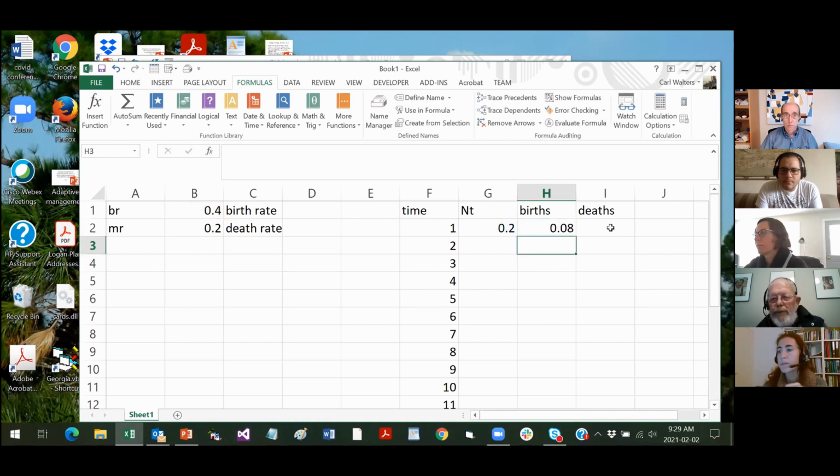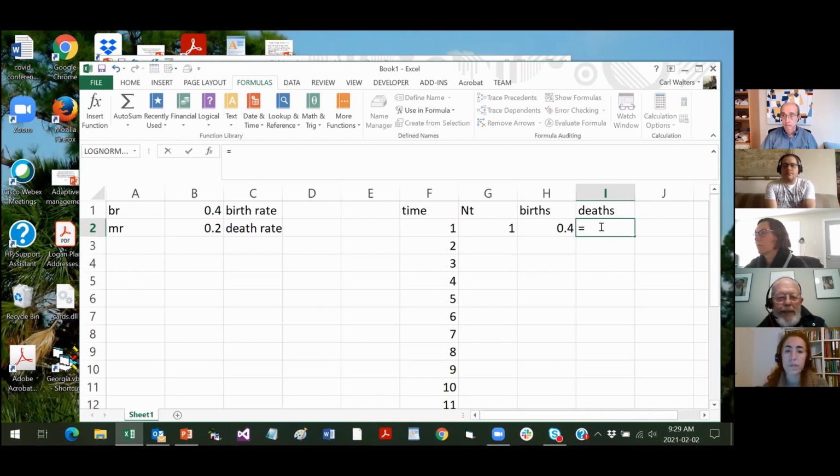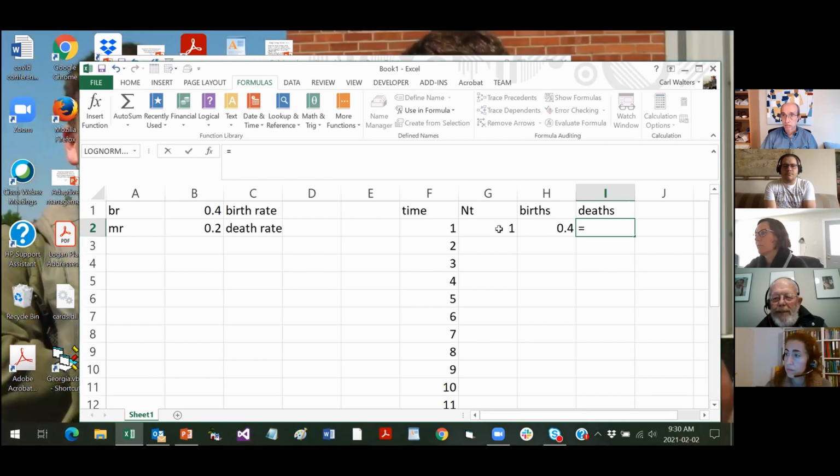So 0.2, that's very few births. Let me do this with a population size of 1 to start with. Then that'll be 0.4 births. And deaths, I'm going to predict as population size, which I can get by just clicking on the population size column, times MR, the mortality rate.